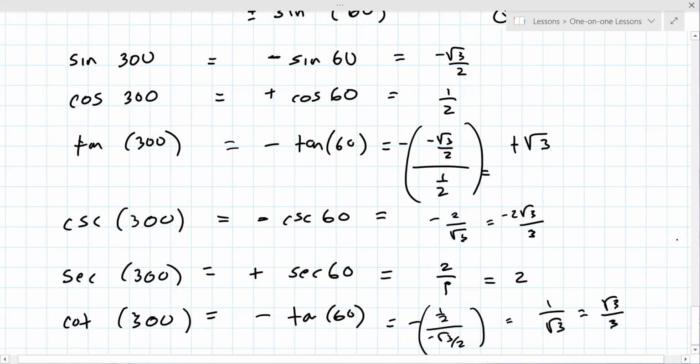All right, cosecant. The whole idea, though, is you bring the angle back to the first quadrant, and then you know the first quadrant values, so you can possibly find those values without looking them up in the table.